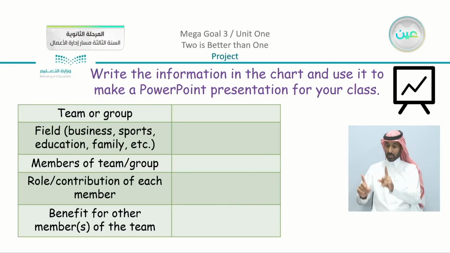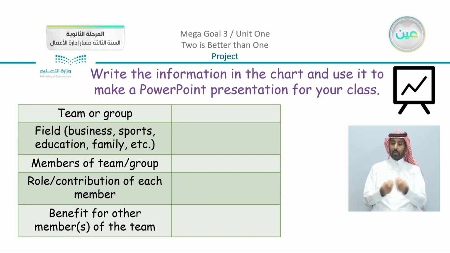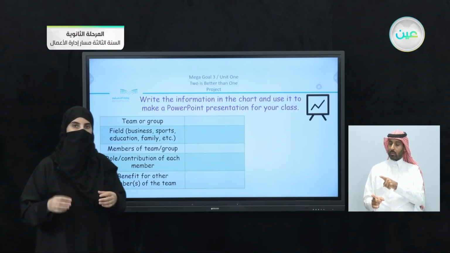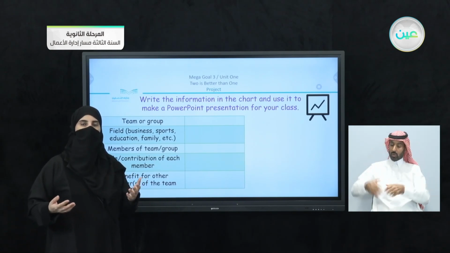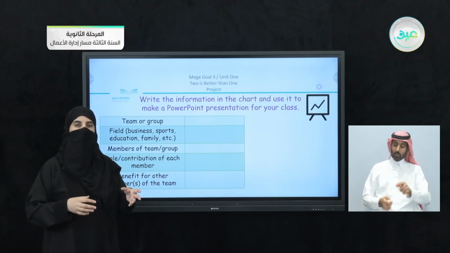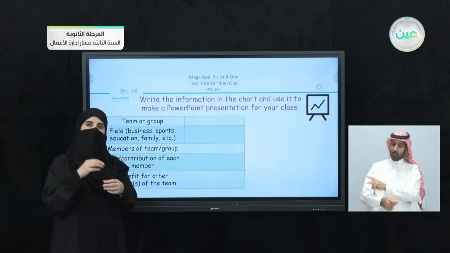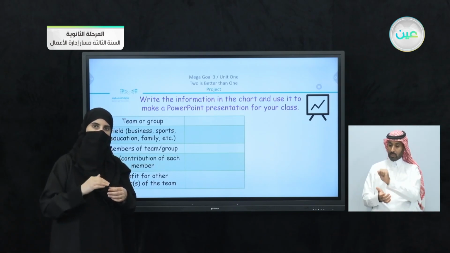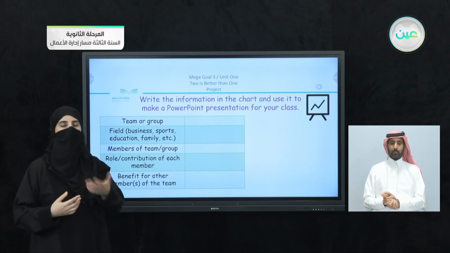Members of the team or the group. When you agree on the team, you have to mention who the members are. Are they just two? Are they more than two? So we have to mention the members. The role or contribution of each member. When I said, for example, surgery, there are doctors, there are nurses, there are different types of doctors within the surgery. Some of them specialize in something different. So I have to write each member and what he or she contributes, or what their roles are.